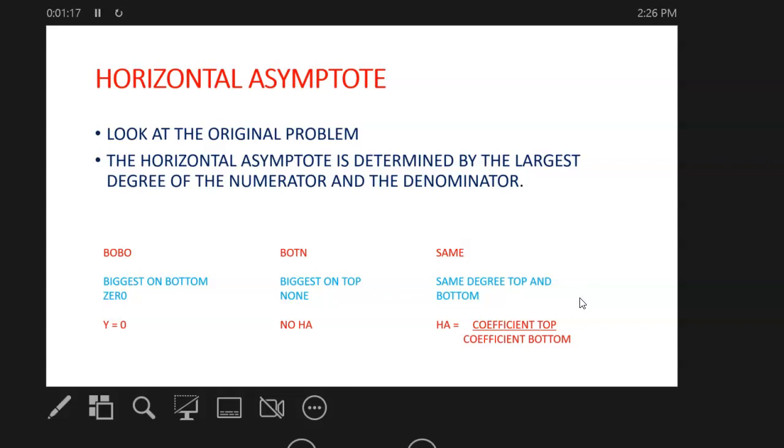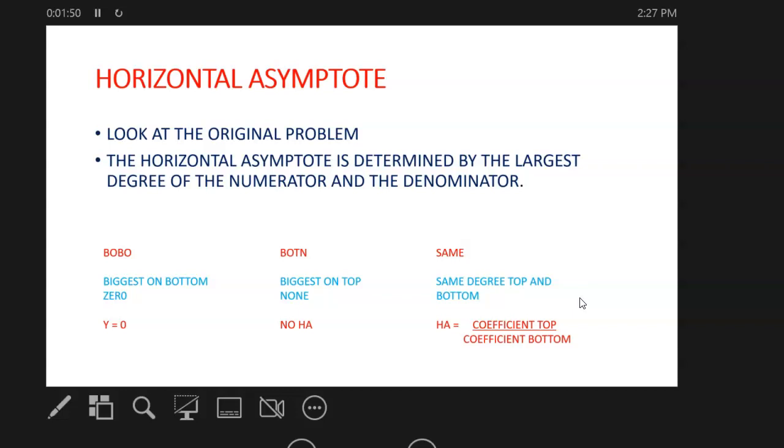The first way that we're going to look at it is using an acronym, and the acronym that we're going to be talking about is BOBO. What BOBO stands for is biggest on bottom, zero. What that means is if the largest degree is on the bottom of that rational function, in the denominator, then your horizontal asymptote is always going to be y is equal to 0.